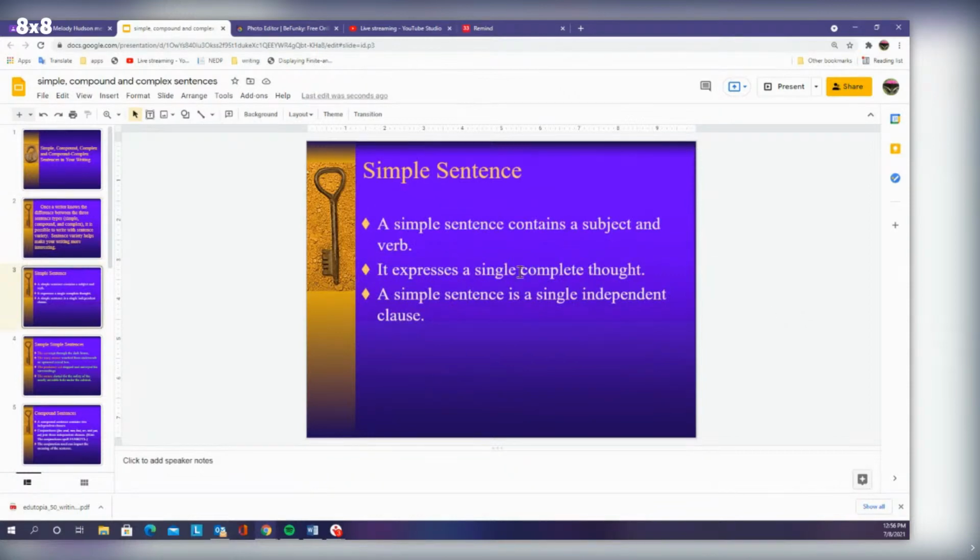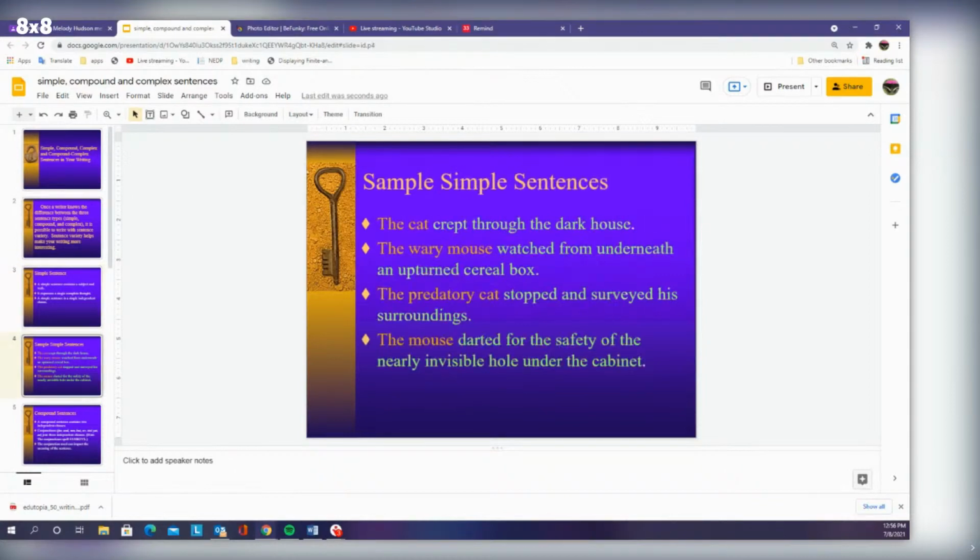A simple sentence contains a subject and a verb, and it expresses a single complete thought. A simple sentence is a single independent clause. Independent means it can stand on its own, right? So here's some sample simple sentences.